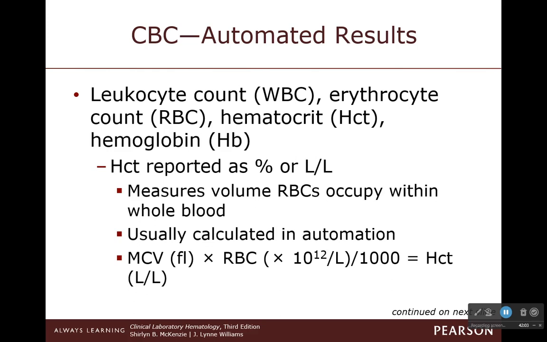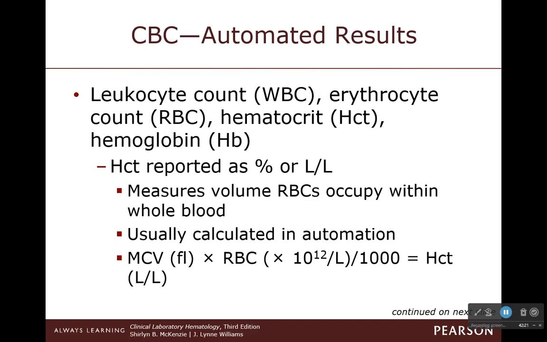Hematocrit in the lab is usually reported as percent. It can be reported as liter per liter, so it's going to be usually a really small decimal number. But percentage is usually what we use.